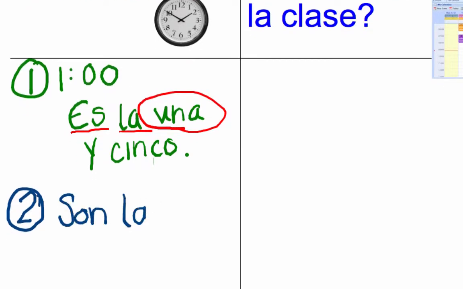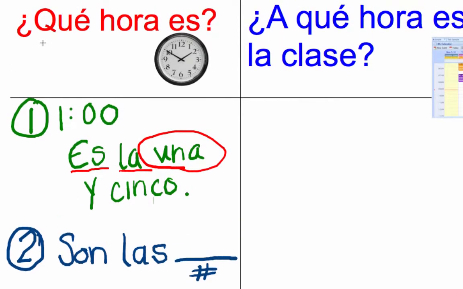Son las is used for anything other than 1 o'clock. So son las dos, son las tres, son las cuatro, whatever you want. But remember, for this question, ¿qué hora es? You need to be looking at a clock for the answer.